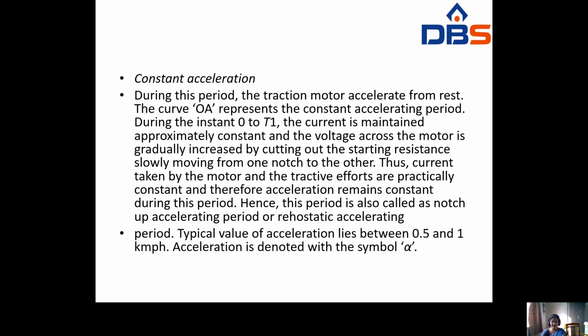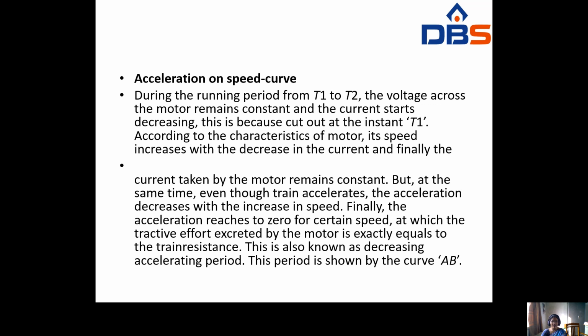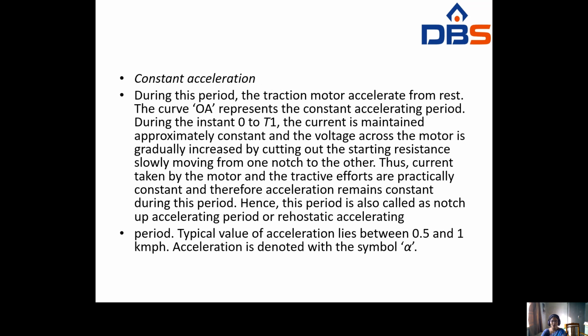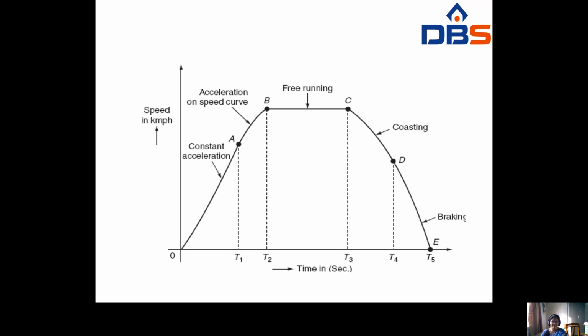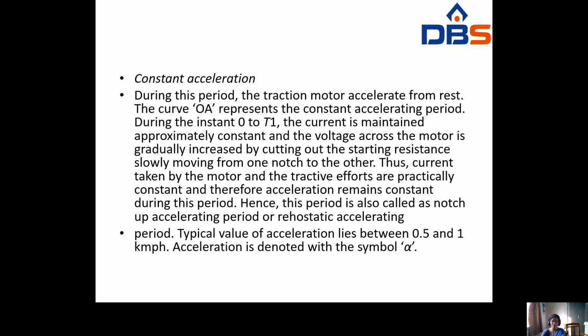So already I have explained. What is constant acceleration? During this period, the traction motor accelerates from rest. The curve OA represents the constant acceleration period. During the instant 0 to T1, the current is maintained approximately constant, and the voltage across the motor gradually increases by cutting the starting resistance, slowly moving from one notch to another.